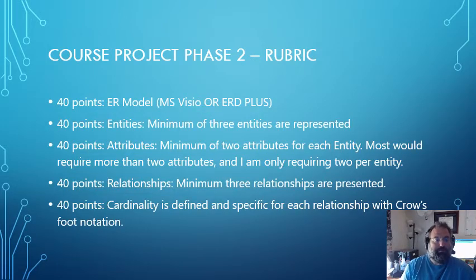For the course project rubric, 40% is based upon the ER model. 40 points is for the entities, 40 is for attributes, 40 is for relations, and then another 40 for cardinality, for a total of 200 points.